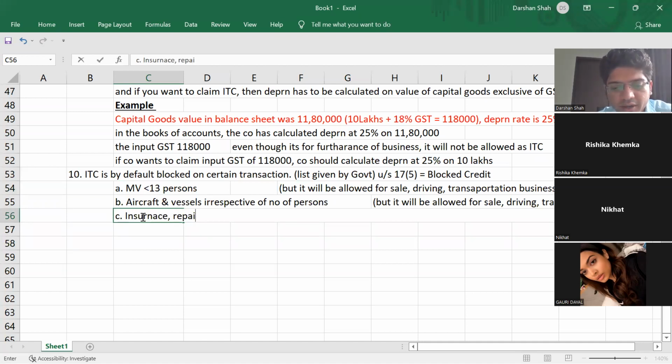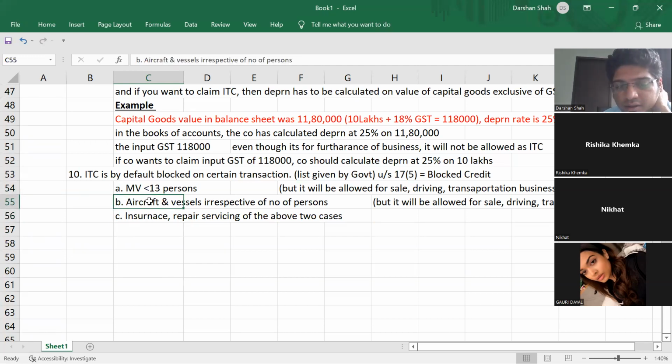Third, what was the third one? Insurance, repair, servicing of the above two cases. If you have taken insurance of your motor vehicles, insurance of your plane, repair service of your plane, and you have paid input GST on that, that will also be disallowed.